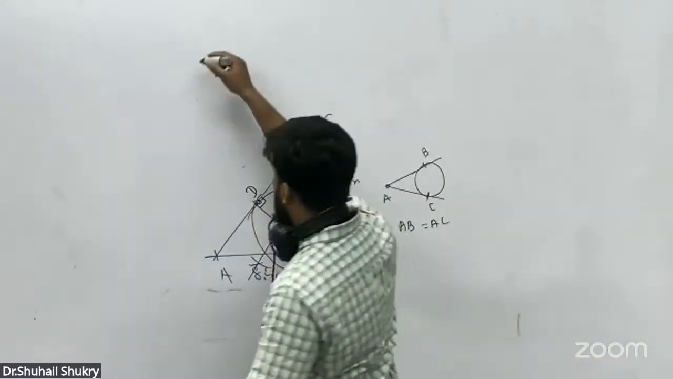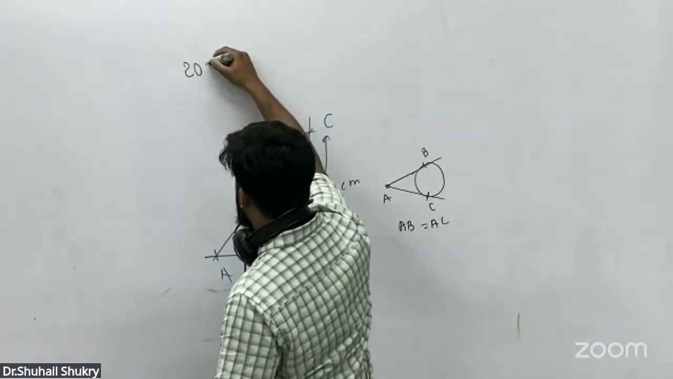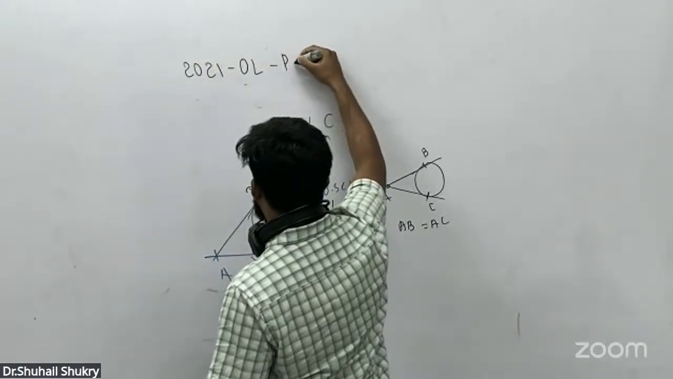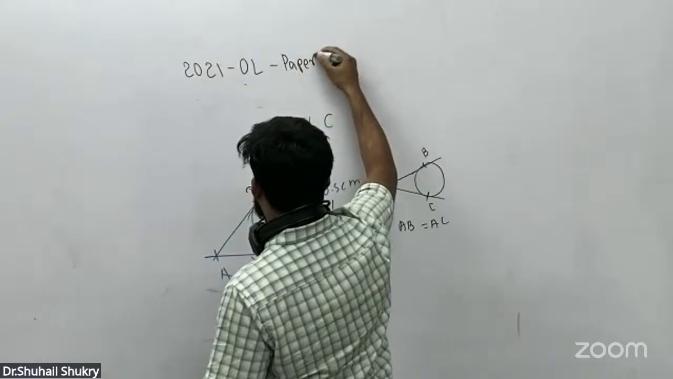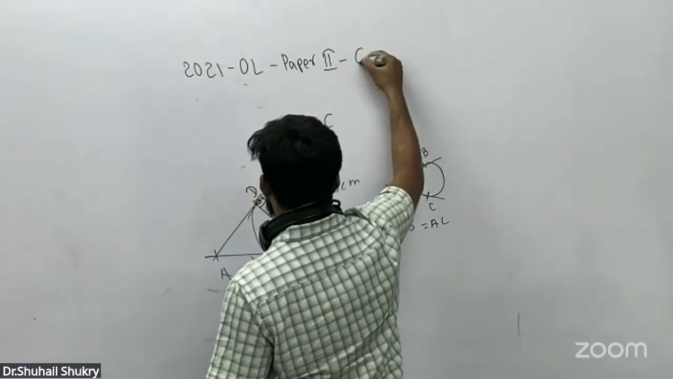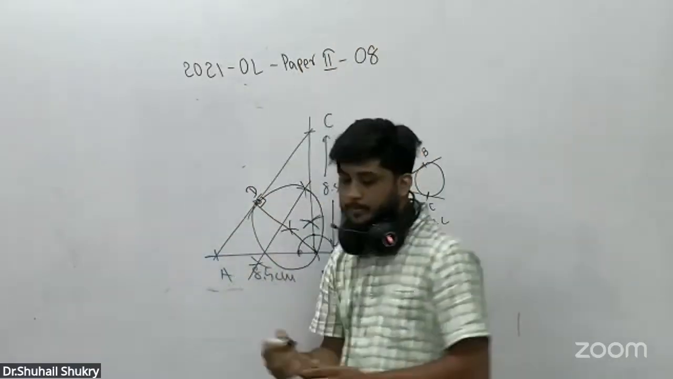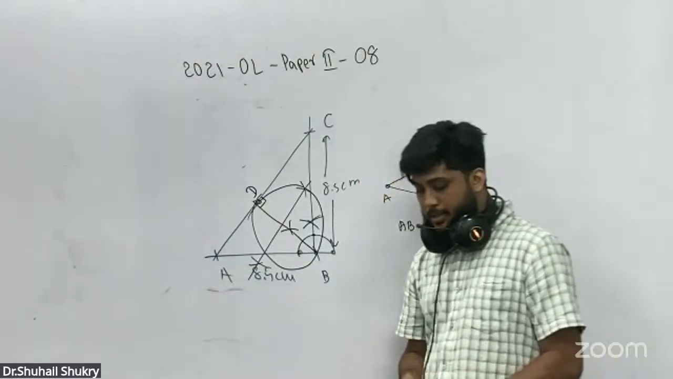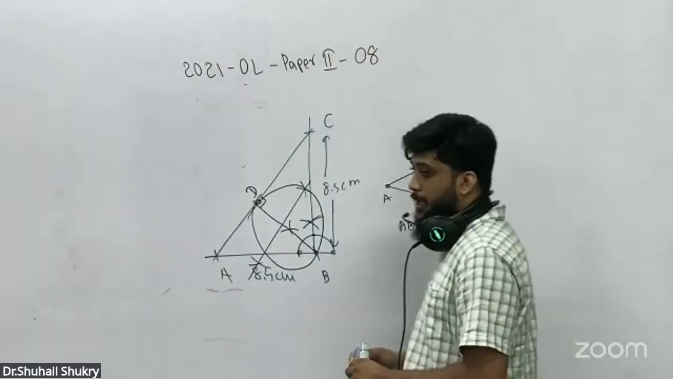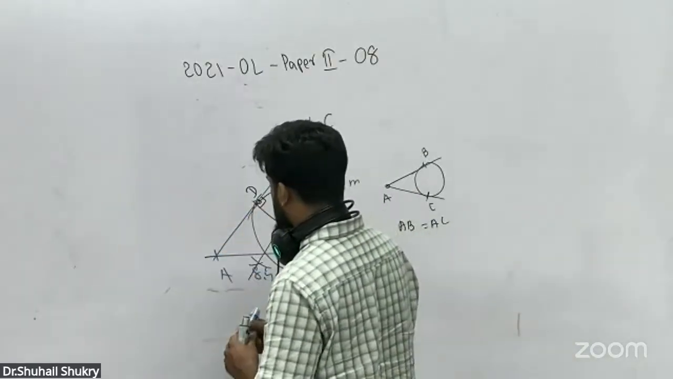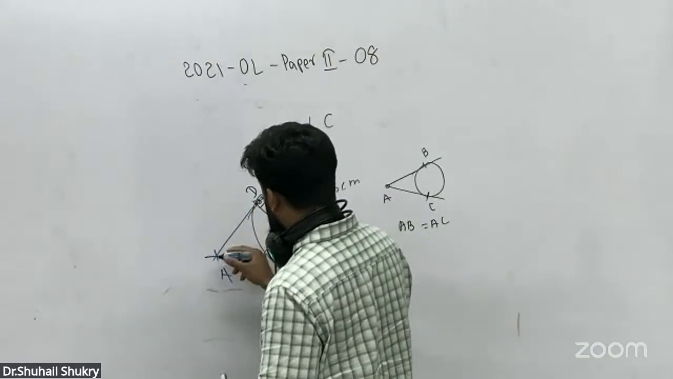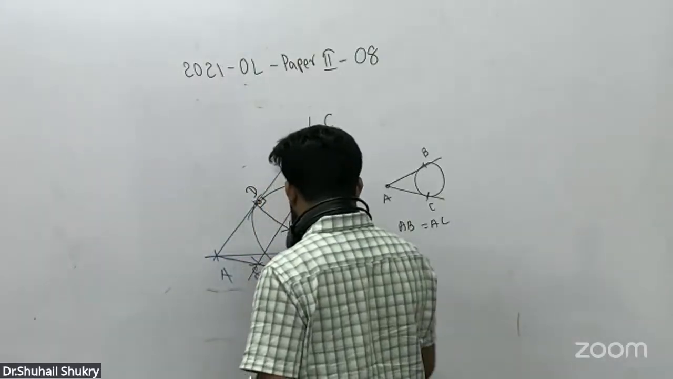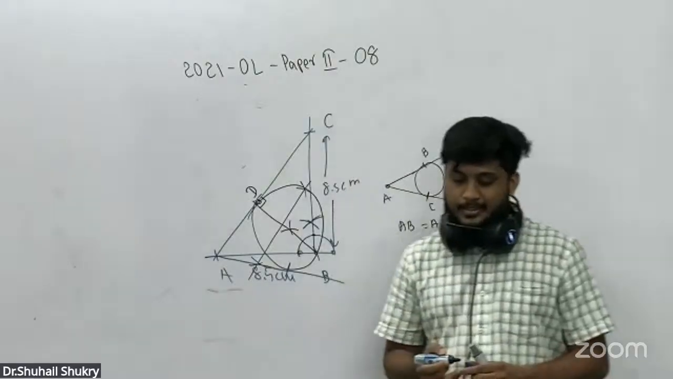What are we discussing? 2021 OL paper 2 question 8. Now we are in this question. So AB is equal to AC, what can you do? From A to D you can take the length. After that, with the same length, you mark it here. Then join the line like this. So this is the other tangent you have to draw.